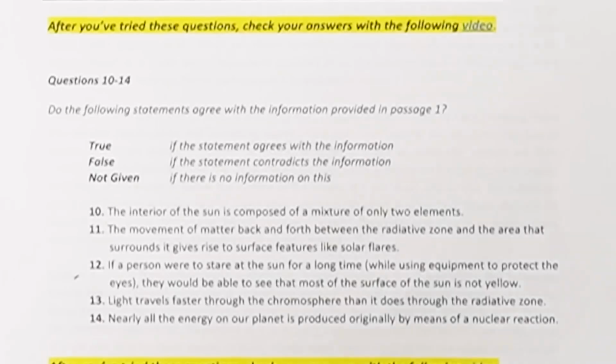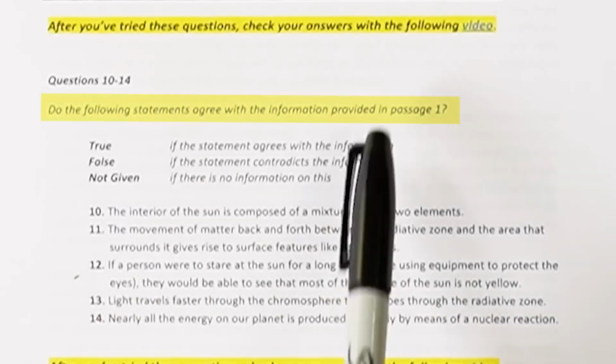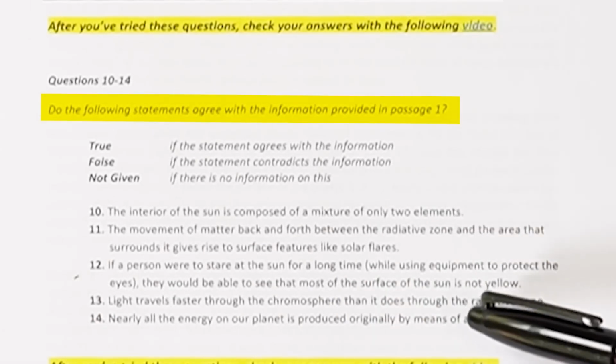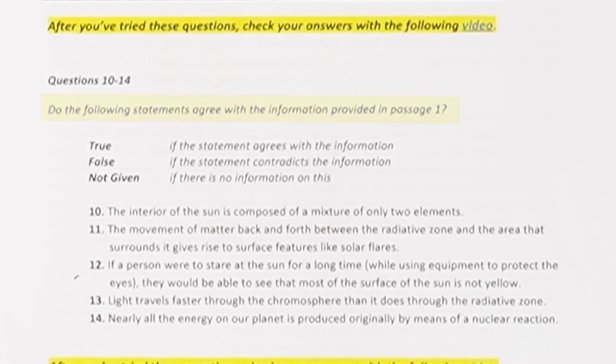Okay, now let's move on to the next questions, 10 to 14, which are true, false, not given. So as always, we're going to read the instructions. Do the following statements agree with the information provided in passage 1? So we need to write true, false, or not given beside each of these 5 statements. So the first thing we're going to do is read the statements to fully understand what they mean. If we don't understand the meaning, we cannot say if they are true or false.